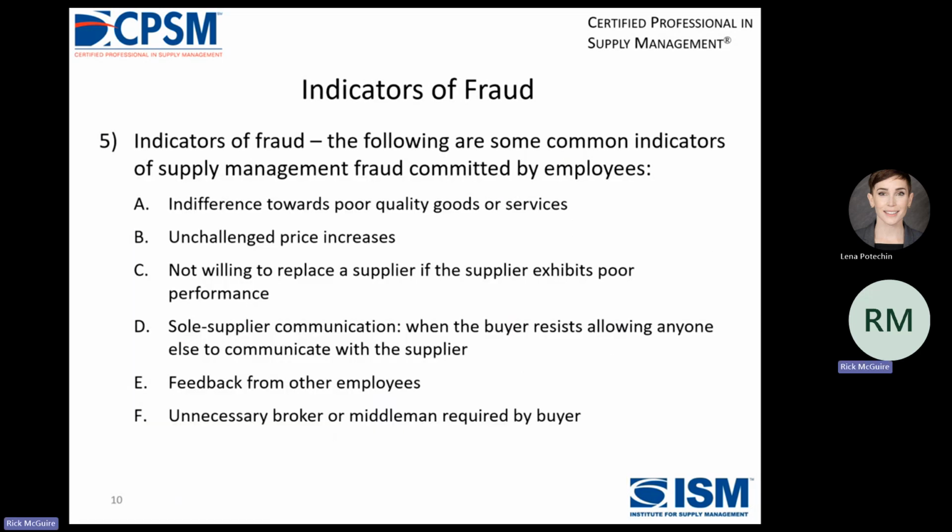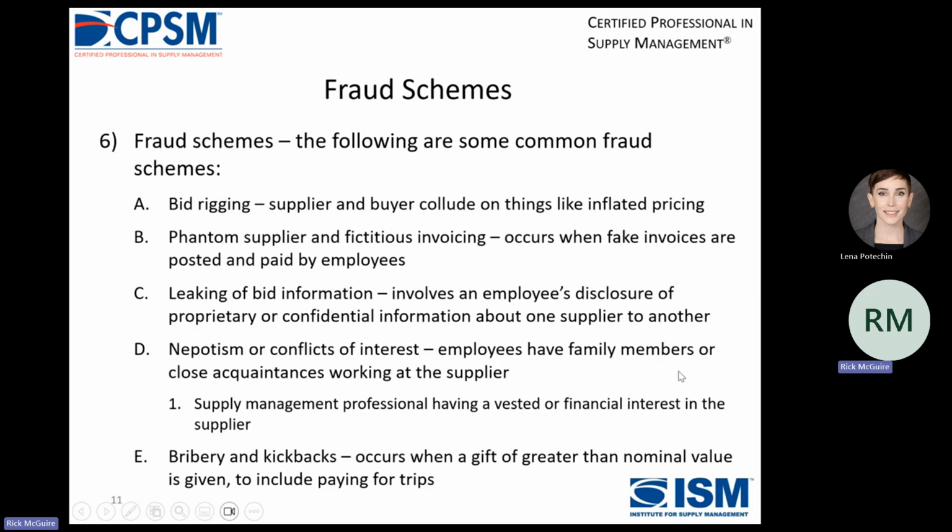Indicators of fraud. Common indicators. Indifference, this would be the commodity manager, really. Indifference towards poor quality goods or services. Unchallenged price increases. Not willing to replace a supplier if the supplier exhibits poor performance. Sole supplier communication, when the buyer resists allowing anyone else to communicate with the supplier. I would kind of read that differently, but what they mean is the buyer's the only one talking to the supplier. Feedback from other employees, unnecessary broker, middleman required by the buyer.